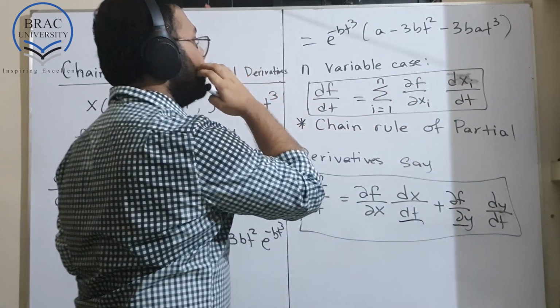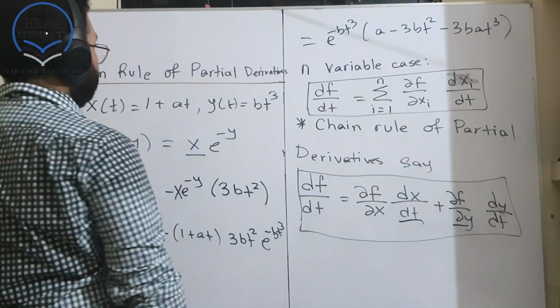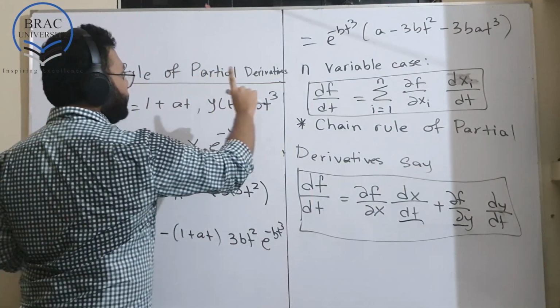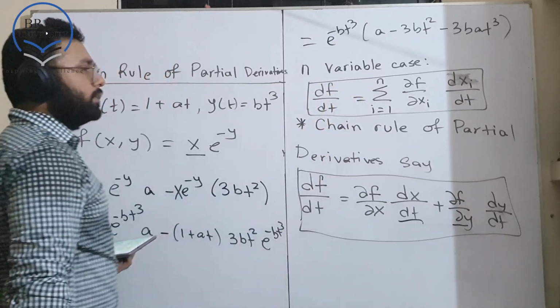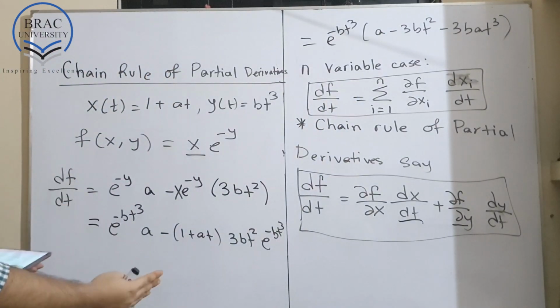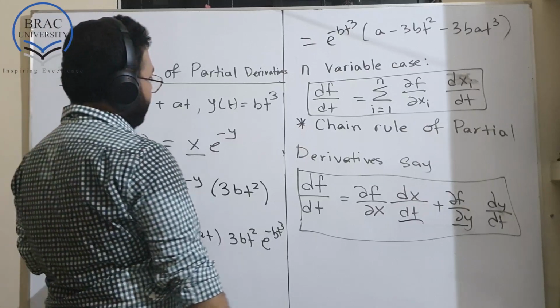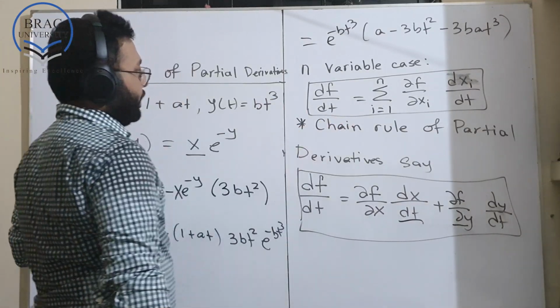If you have 3 variables, 4 variables, not a problem. If you have x, y, z, just apply this. This is the general case, or the n variable case formula, of the chain rule of partial derivatives.